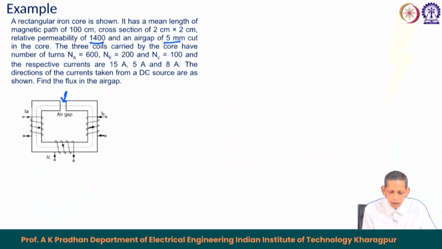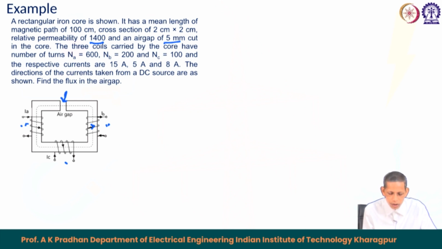In the core, the 3 coils carried by the core have number of turns N A. First coil N A is having 600 turns, B is having 200 turns, and C is having 100 turns. And the current associated with them is 15 ampere for this, 5 ampere for the second one, and 8 ampere for the third one. The directions of the currents are shown here, as you see, one is like this, the other one is like this, and the third one is like this.